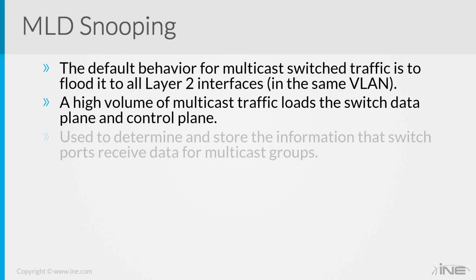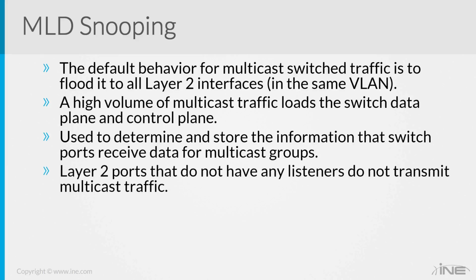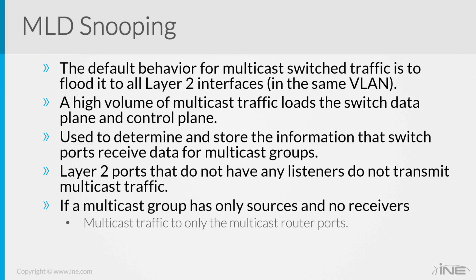So it's used to determine and store information on which switch ports receive data from multicast groups. Layer 2 ports that do not have any listeners do not transmit multicast traffic. If a multicast group has only sources and no receivers, multicast traffic goes only to the multicast router ports. So it knows who's receiving what. So basically it sniffs the traffic. It looks at the layer 2 header, sees where traffic is going, and then it's able to help identify what's going on at that level.